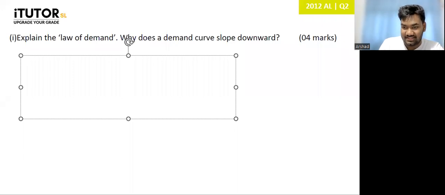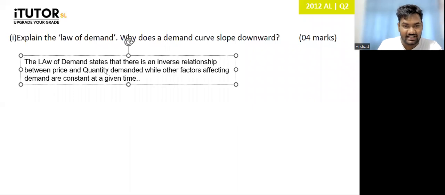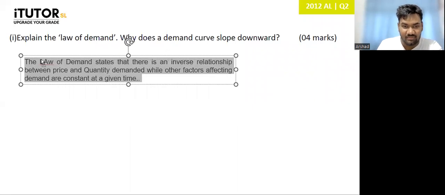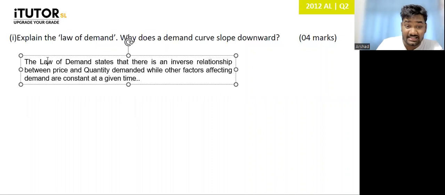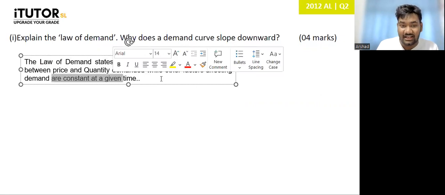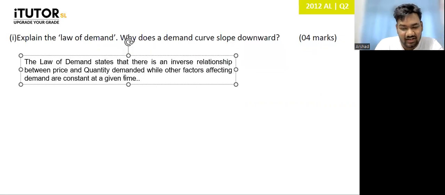Law of demand says that there's inverse relation between price and quantity demanded at a given time. Right. So I'll copy the first correct answer that came on the chat box. Okay. So what does the law of demand state? It says that there is an inverse relationship between price and quantity demanded, while other factors affecting demand are held constant at a given point of time.